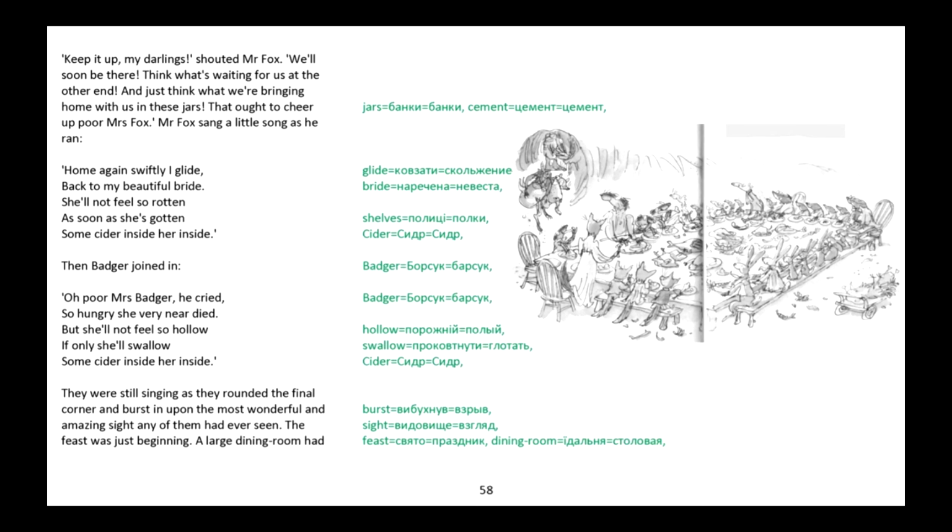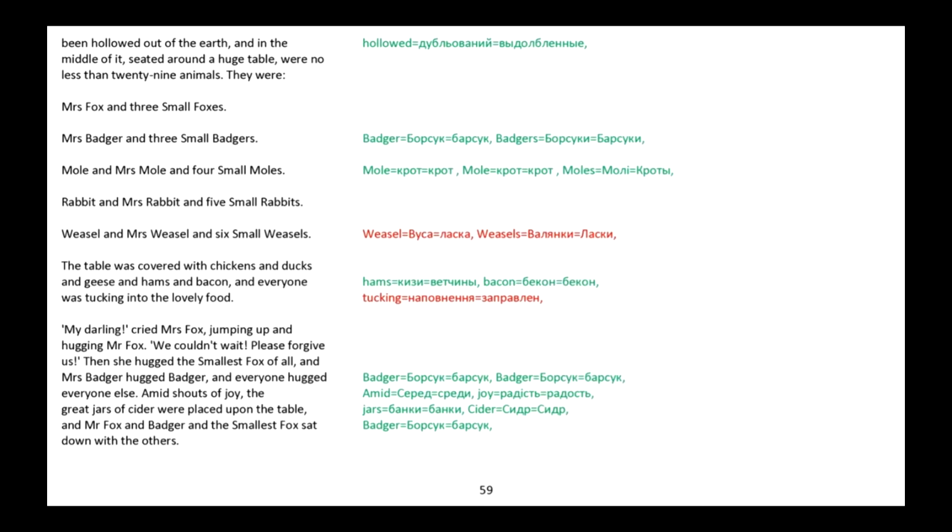They were singing as they rounded the final corner and burst in upon the most wonderful and amazing sight any of them had ever seen. The feast was just beginning. A large dining room had been hollowed out of the earth, and in the middle of it, seated around a huge table, were no less than 29 animals.